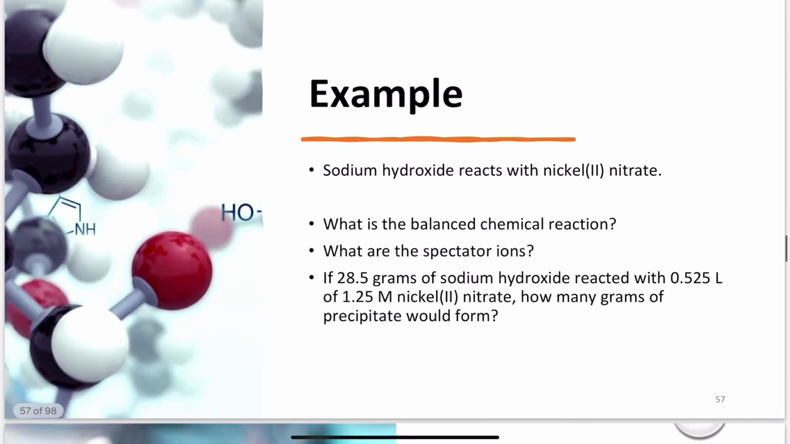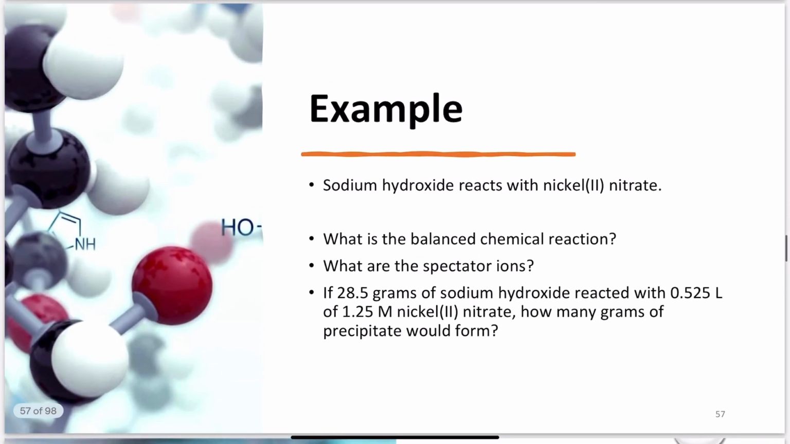What do we have next? Sodium hydroxide reacts with nickel 2 nitrate. We have A, B, and C here. First up, what is the balanced chemical equation? Well, sodium hydroxide I know is NaOH. I know it's one of my strong bases, so it's aqueous. Nickel 2 means Ni2 plus. Nitrate is NO3 minus.